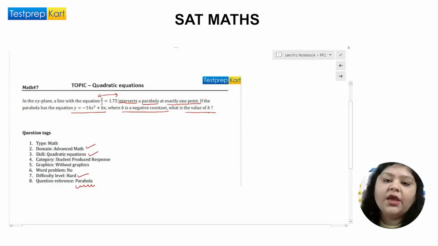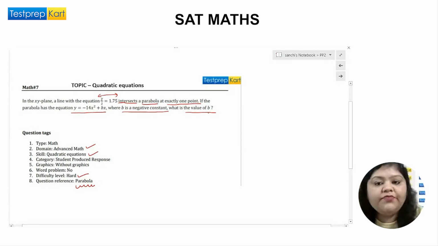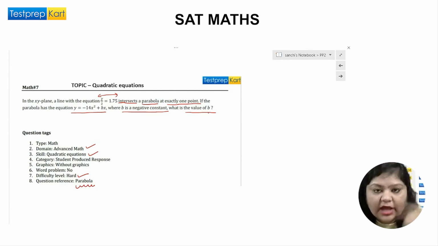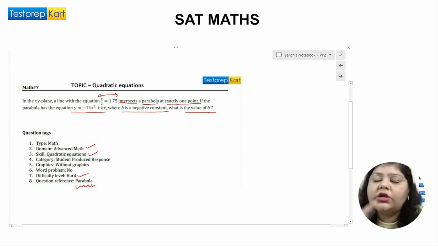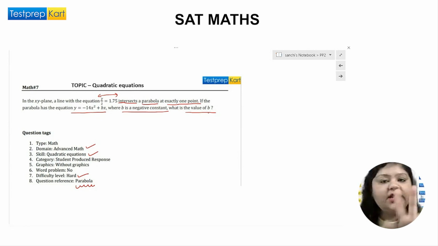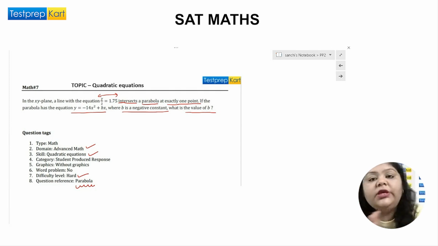Now see, always and always remember, if two things are intersecting at some point, that means that point is common to both of them. Are you getting this thing? Whether it's two linear equations, two lines, two parabolas, or a circle and a line, or anything, if two things are intersecting at some point, definitely there will be a common point between both of them. Common point means what? At that point the value of x and y will be the same.